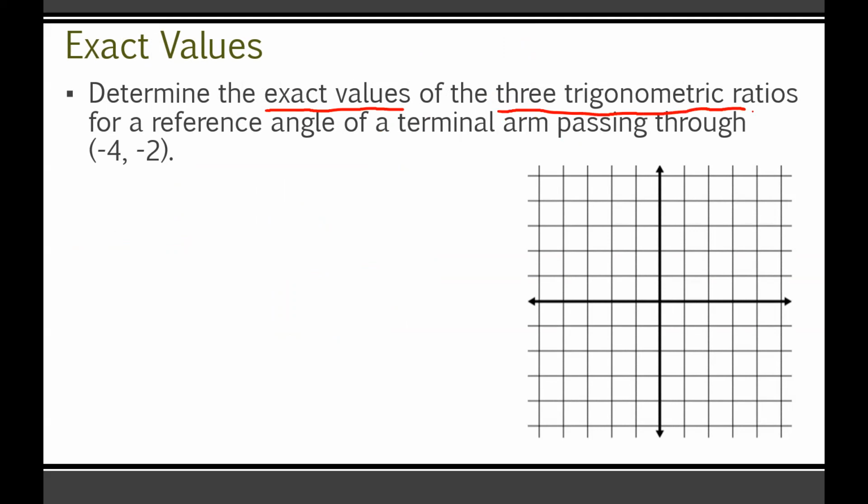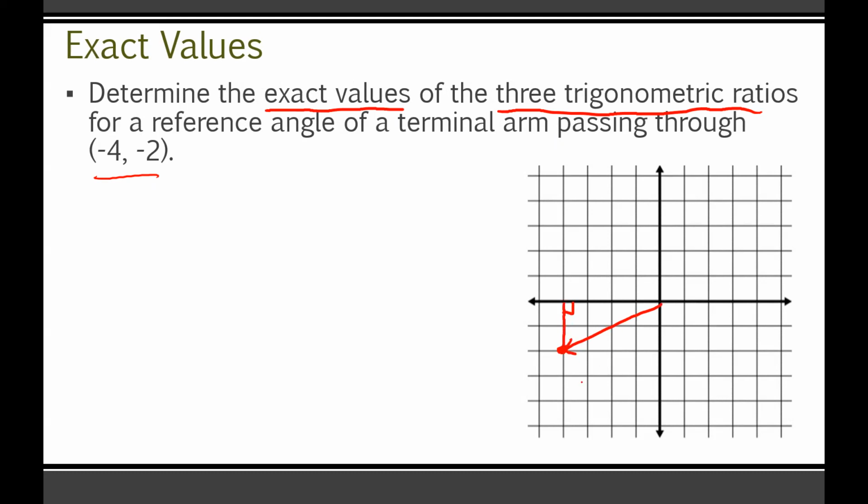3 trig ratios: sine, cos, tan, right? For a reference angle, in other words, don't worry about your principal angle, just worry about your reference angle, of a terminal arm passing through this point right here. Why don't we draw this? Drawing this terminal arm probably is the easiest way of going about this. So (-4, -2) would be over here. (-4, -2), right there. Draw a terminal arm connecting it. That was pretty good. Pretty proud of myself with that one.